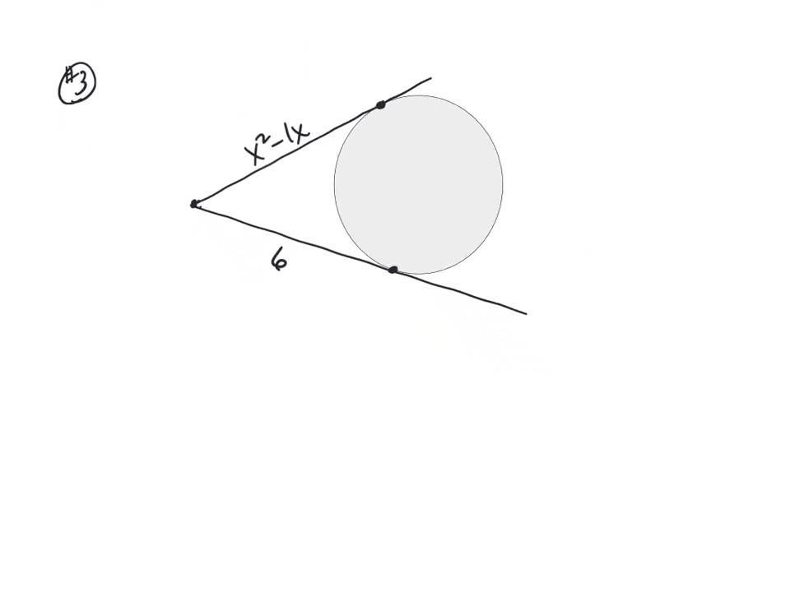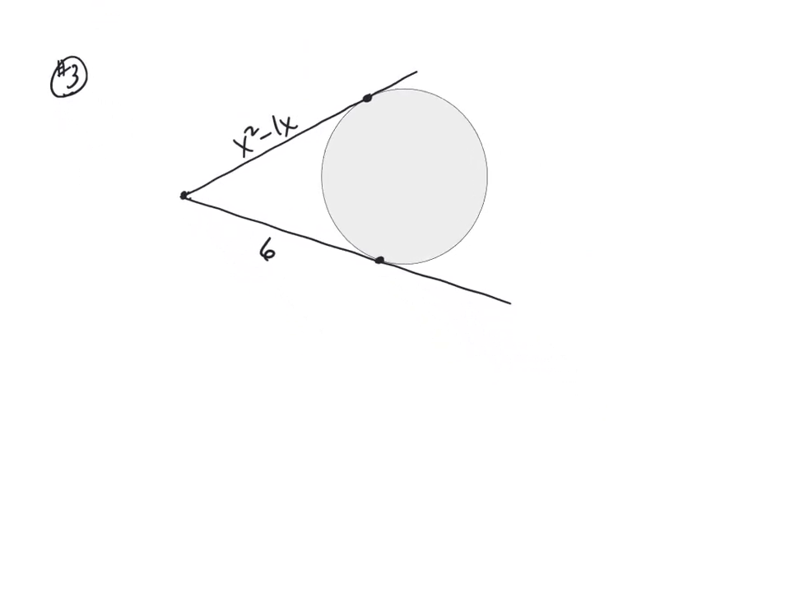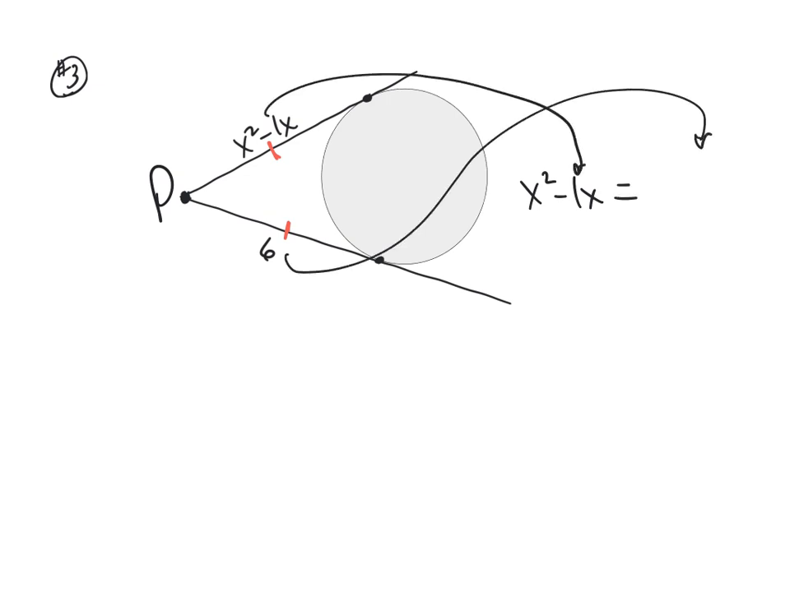Just going to make the solving part of this one a titch tougher on everybody, but the idea is the same. From this point, outside of a circle, we drew the 2 tangents. The theorem says that those 2 tangents are the same length. So this tangent and this tangent have to be the same. Algebraically, the length of one tangent, x squared minus 1x, has to be equal to the length of the other tangent, 6. And again, that gives you an equation that you can solve. Now, for everybody in 5th hour, this is going to be a little bit tougher to solve. Everyone in 6th hour, you should be okay.